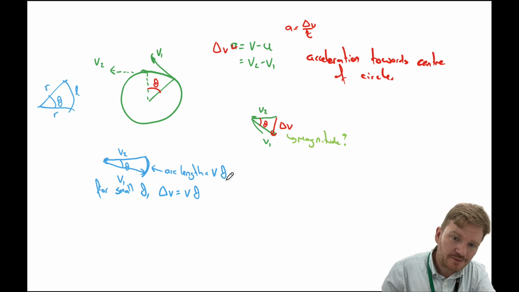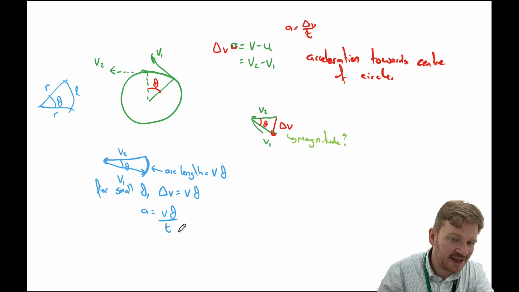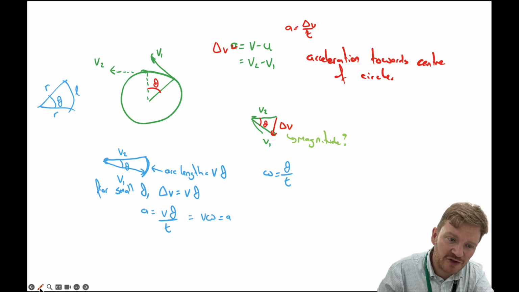Now, since I know that acceleration is delta V over time, I can say that acceleration is v theta over however long that takes. Earlier we said that angular velocity is my change in angular displacement over time taken. So I can replace theta over t with omega, and I get v omega. That's our first key equation. This one you need to remember.